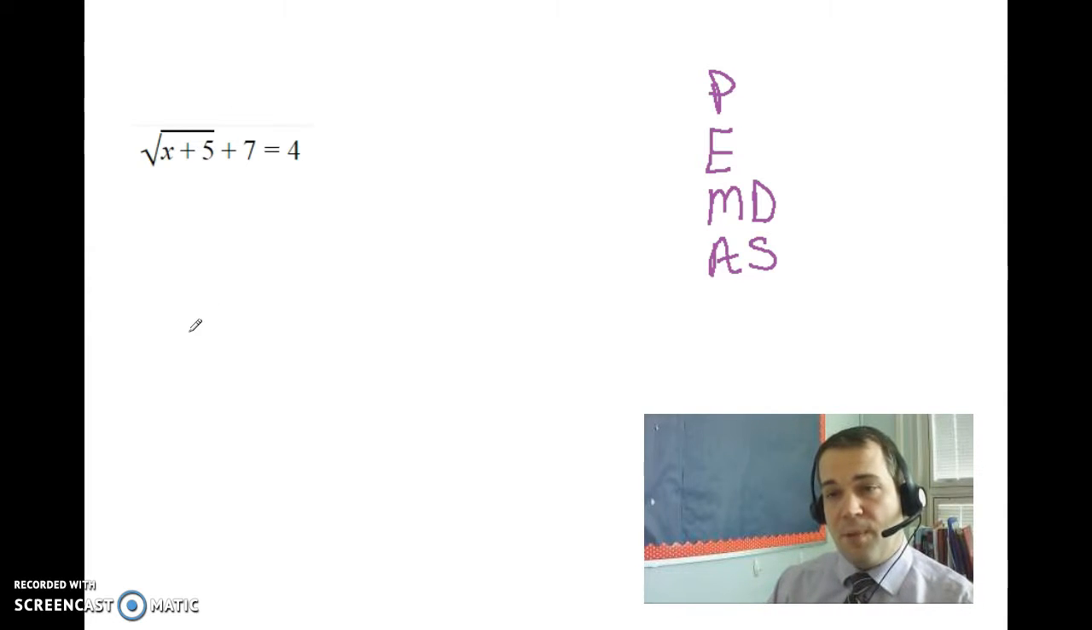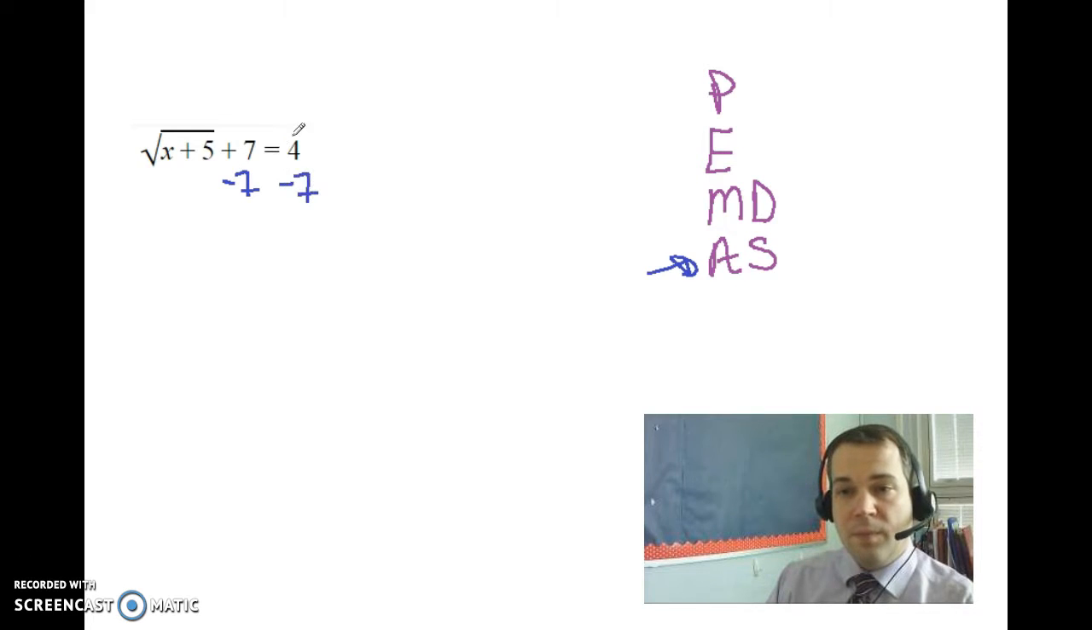So as I go through this process, I see that on the outside I have something to add or subtract. I have a plus 7. I will subtract a 7 from both sides. These on the right side, 4 and negative 7 combine to make negative 3. And then these just cancel. So the left side's left with x plus 5.